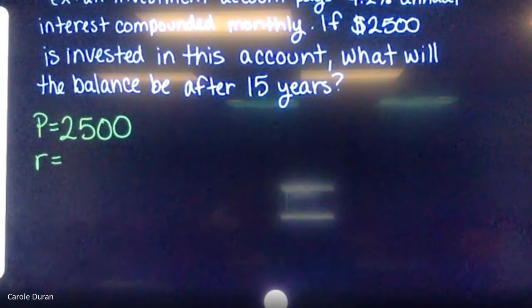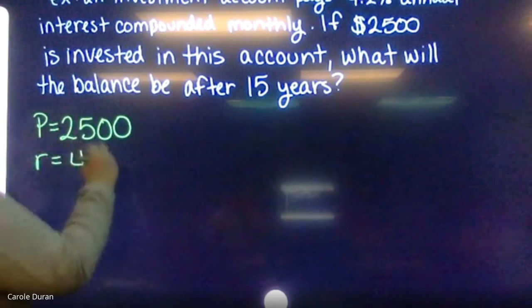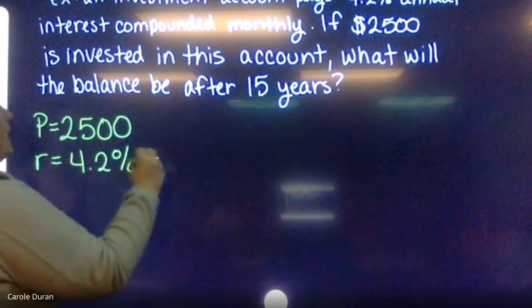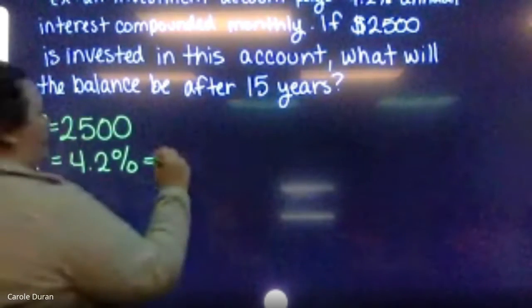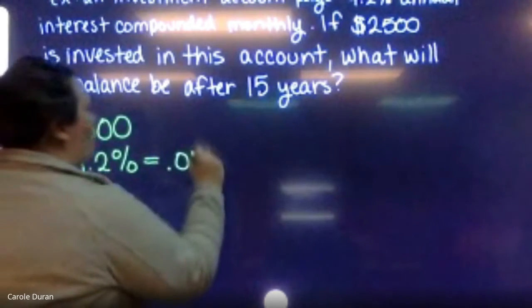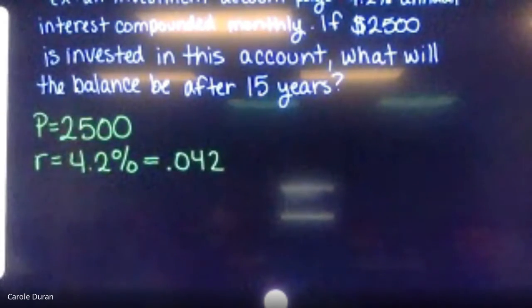Next one I want to look at is my R, or my interest rate. What is my interest rate for this account? It is given to me as 4.2%, but we cannot plug that into our equation as 4.2. I need to change it into a decimal, which means my decimal moves how many places to the left? 2, because we divide by 100. So this is 0.042 as an interest rate.